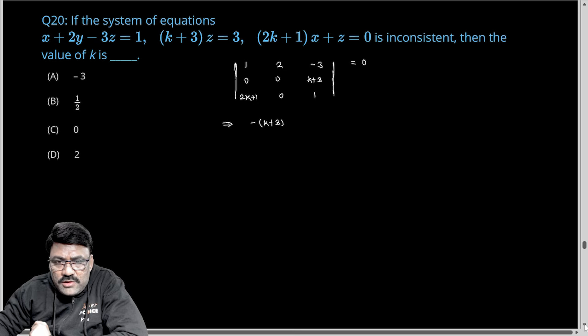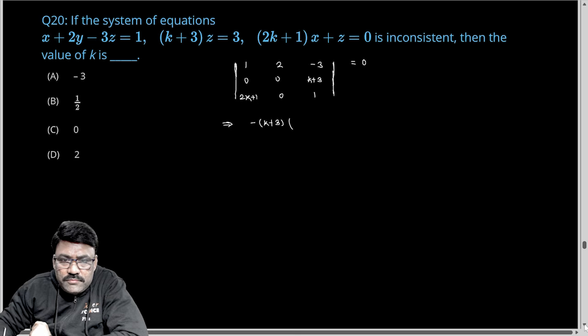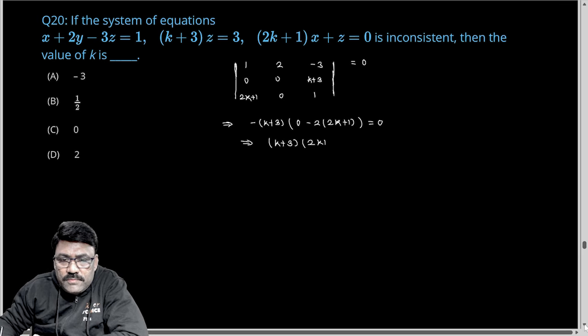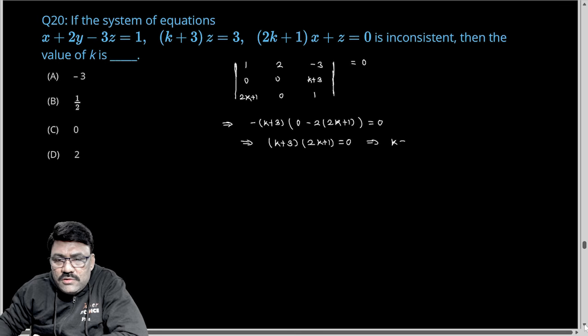Now if I'm expanding it through the second row, this one and this one disappear. So I will get 0 minus 2 times 2K plus 1. It is 0. So ultimately you are getting K plus 3 into 2K plus 1 is 0. So K will be either minus 3 or minus half.